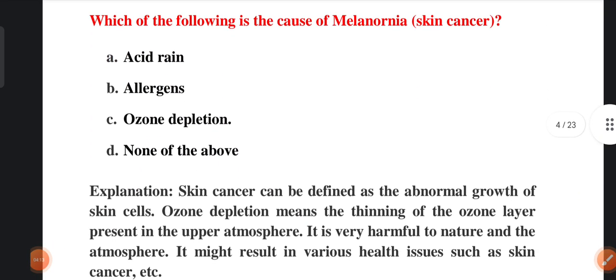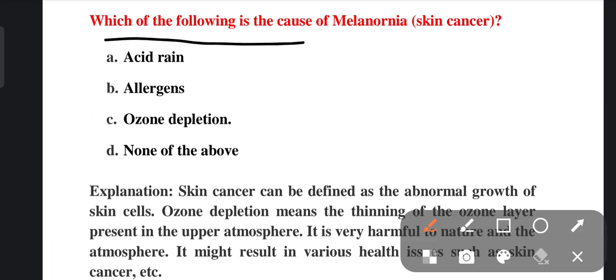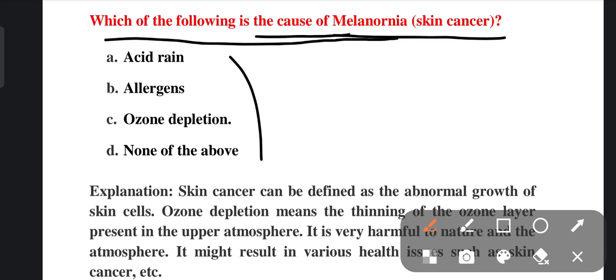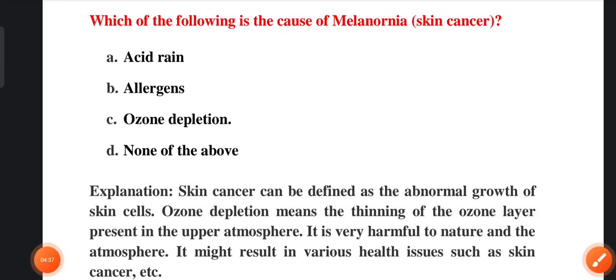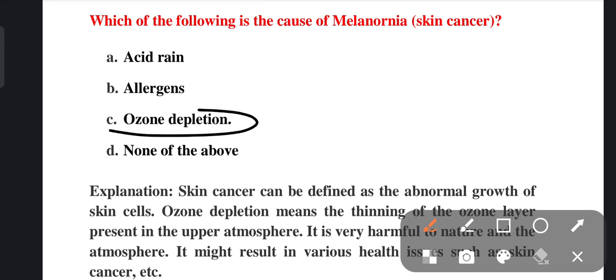So the next question is, which of the following is the cause of melanoma? Melanoma is nothing but skin cancer. So for the occurrence and development of skin cancer, which is the cause among these four options? Options are acid rain, allergens, ozone depletion, none of the above. The right answer is ozone depletion.